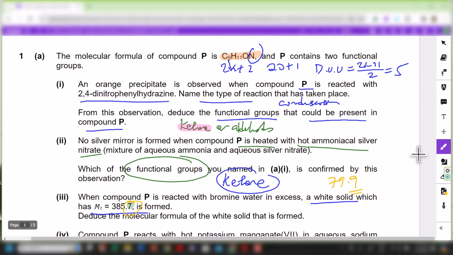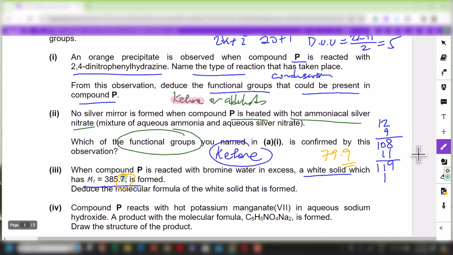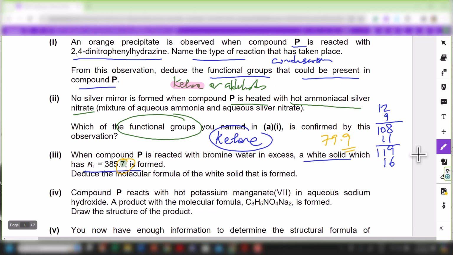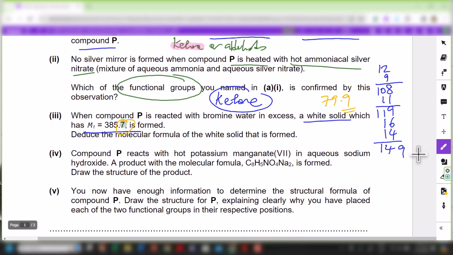So given the molecular formula C9H11ON, we need to take 12 multiplied by 9. That will give us 108. With 11 hydrogens, that will be 119, with 1 oxygen and 1 nitrogen. That will be 30, so 149. And the new Mr is 385.7. So you know that 3Br has been added.